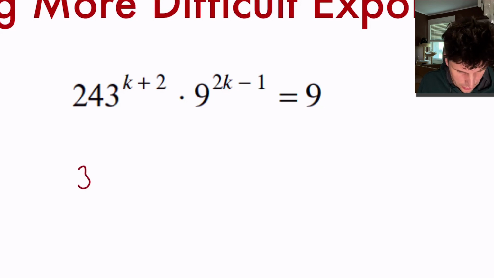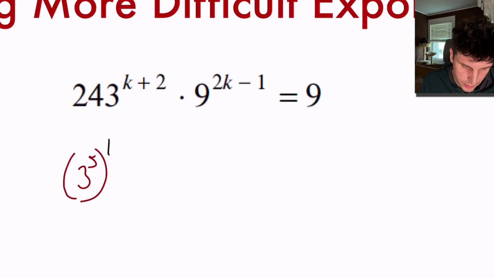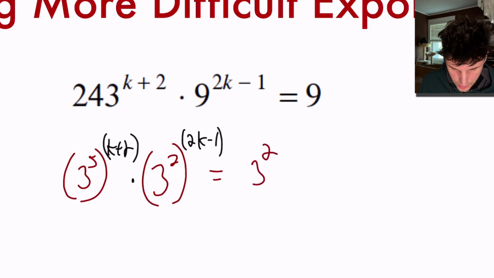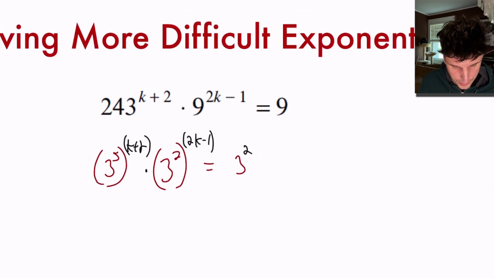So 3 to the 5th power, to the k plus 2, times 3 squared to the 2k minus 1, just put parentheses around there, equals 3 squared. Okay. So before we do anything, we need to get our bases to be alike. So this is 3 to the, distribute that, 5k plus 2, plus 10.